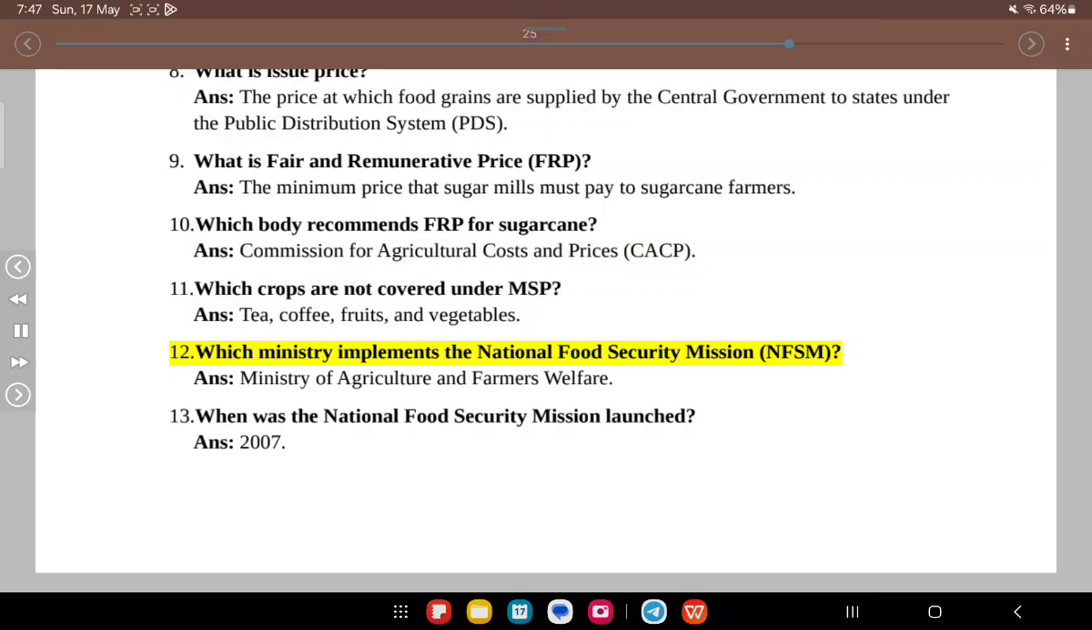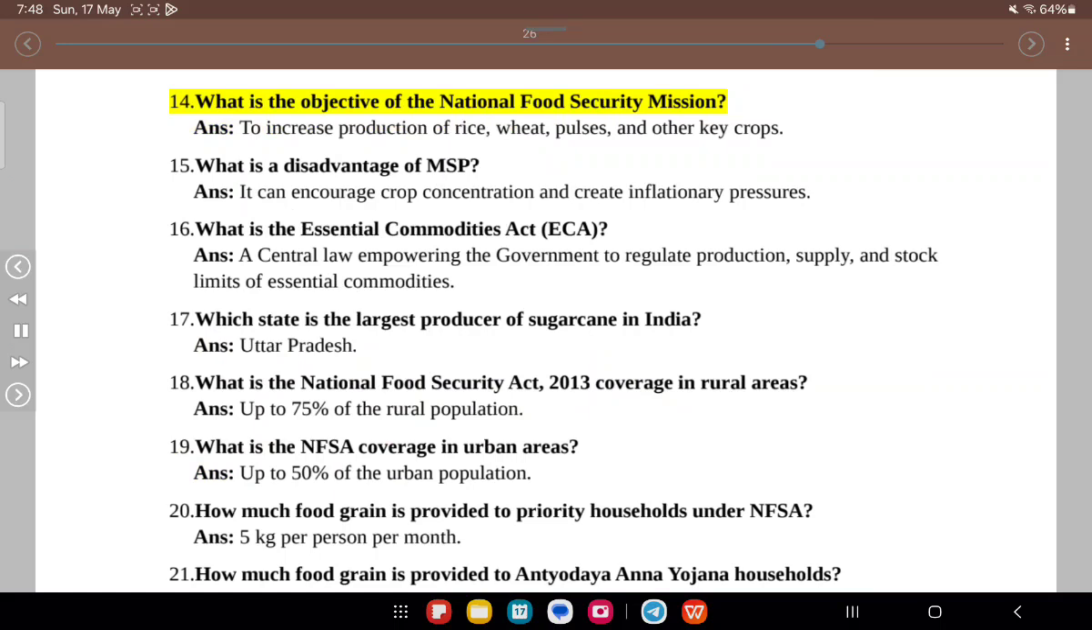12. Which ministry implements the National Food Security Mission NFSM? Ans. Ministry of Agriculture and Farmers Welfare. 13. When was the National Food Security Mission launched? Ans. 2007. 14. What is the objective of the National Food Security Mission? Ans. To increase production of rice, wheat, pulses, and other key crops. 15. What is the disadvantage of MSP? Ans. It can encourage crop concentration and create inflationary pressures.